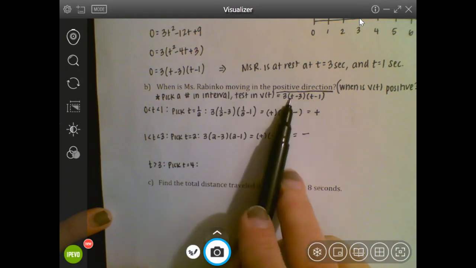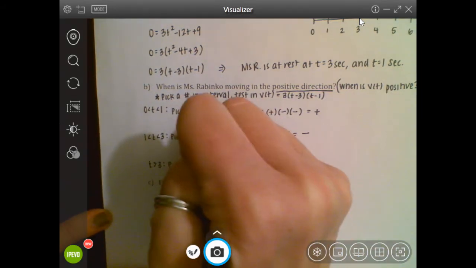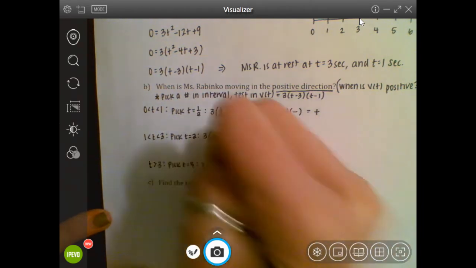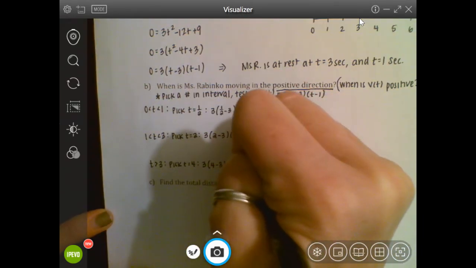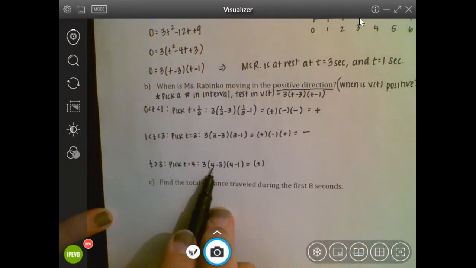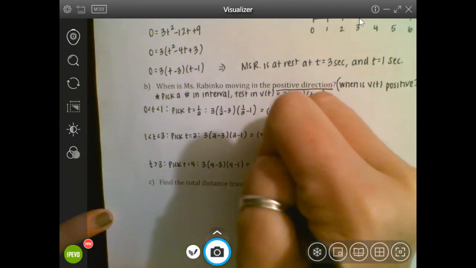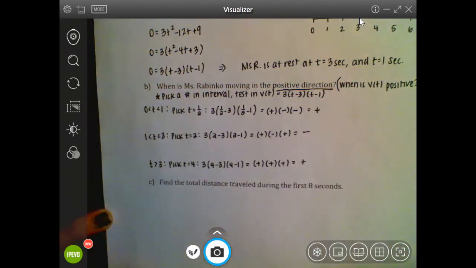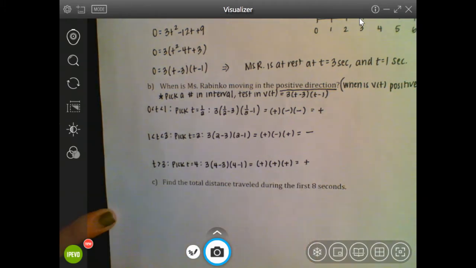And again, just plug into my factored form up here. So 3 times 4 minus 3 times 4 minus 1. 3 is positive. 4 minus 3 is also positive. 4 minus 1 is also positive. So positive times positive times positive gives me positive. So my interval, anything greater than 3, velocity is positive.